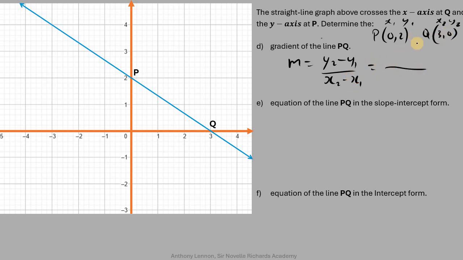Now y2 here is the second y coordinate from the point Q would be 0. The first y coordinate from the point P is 2. The second x coordinate from the point Q is 3. And the first x coordinate from the point P is 0. Now 0 minus 2, that's negative 2. And 3 minus 0, that's 3. So the gradient is negative 2/3. Okay, so the gradient of this line, PQ, is negative 2/3.